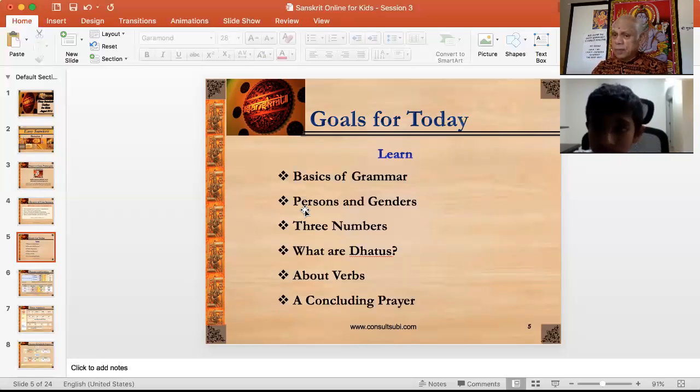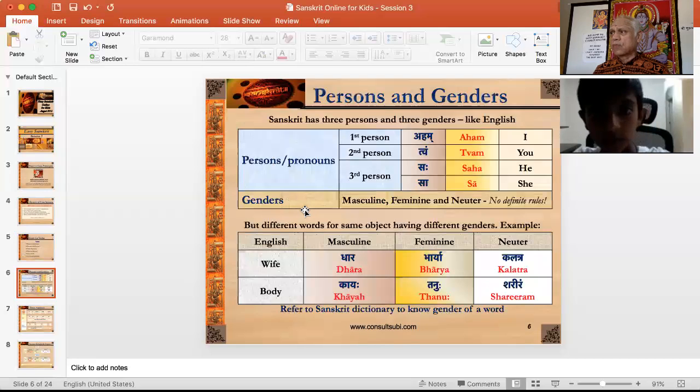Same things you have in Sanskrit, but there is some difference. So I am going to tell you today what is the difference, and we are going to learn a lot about the basics of verbs, because action is very important. So I'm going to teach you something how the verbs are going to form in Sanskrit. Okay, having said that, let's go to the first slide on persons and genders.